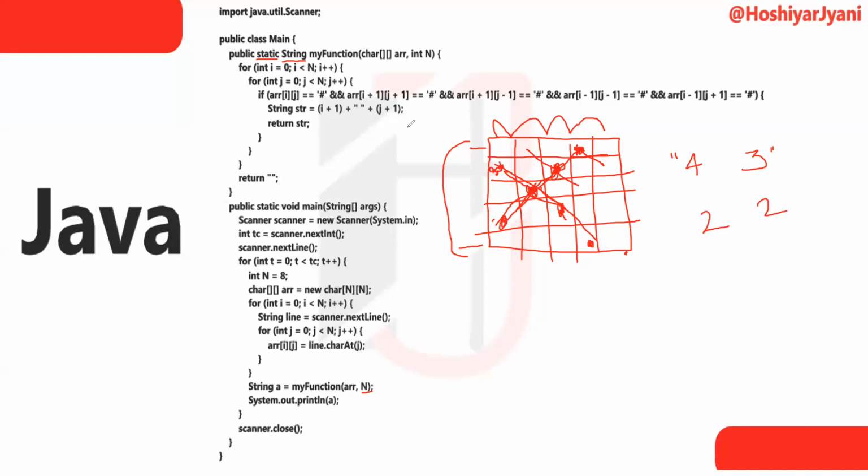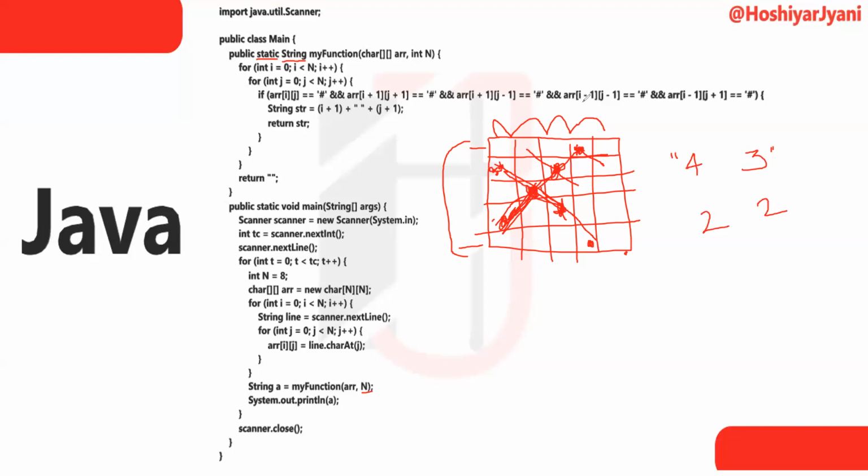If array of ij, meaning this position, is equal to hash, yes, definitely. And i plus 1 and j plus 1 is equal to hash. So I increment the row as well as the column, meaning this position. Okay, yes, this is also hash. And I increment the row and decrement the column. So I am going here, and decrementing the column means I am going here. So this element, yes, here also a hash is present.